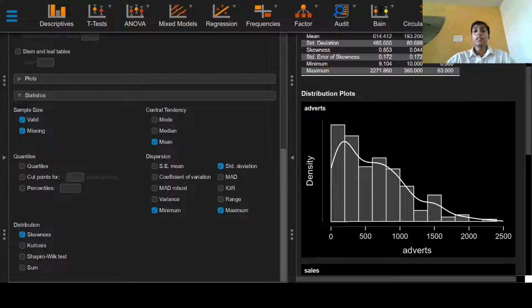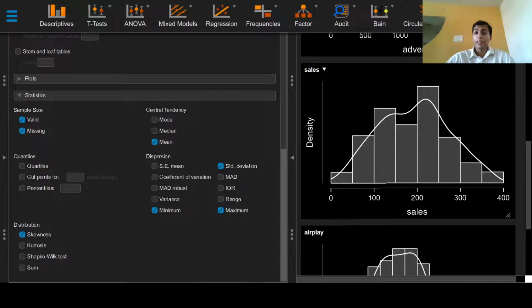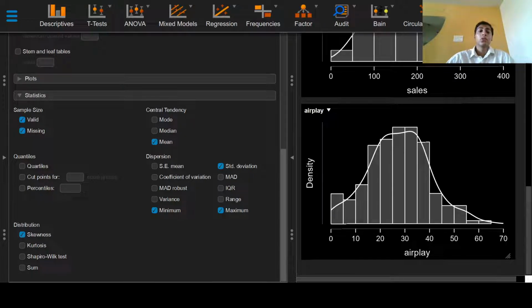Now, kurtosis is a measure of the combined weight of a distribution's tails relative to the center. This is the tail. These are tails. This is the center of the distribution. A higher kurtosis indicates that the center of the distribution is tall, peaked, while a lower magnitude of kurtosis indicates that the center of the distribution is flat.